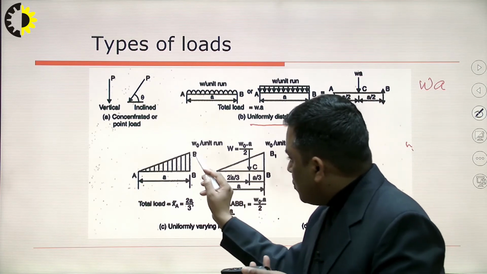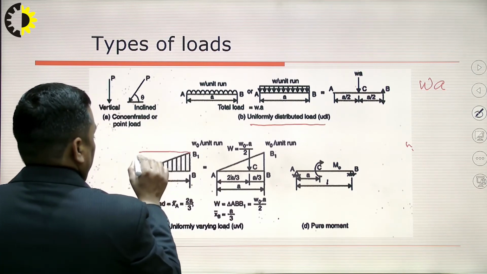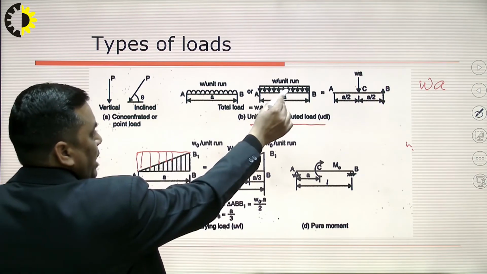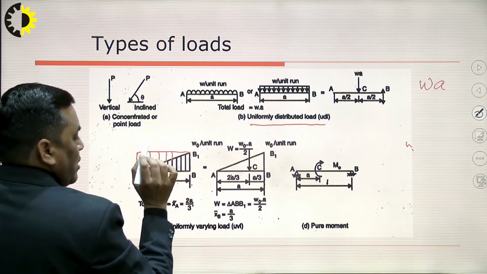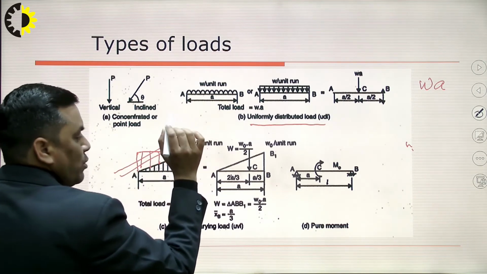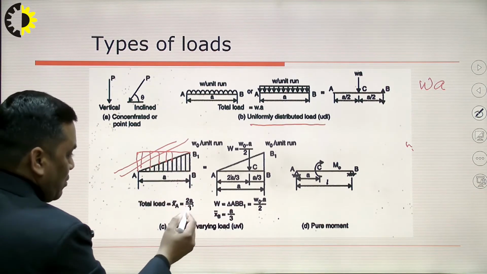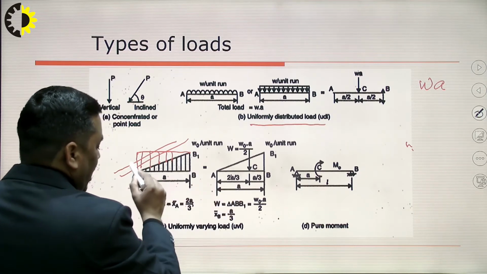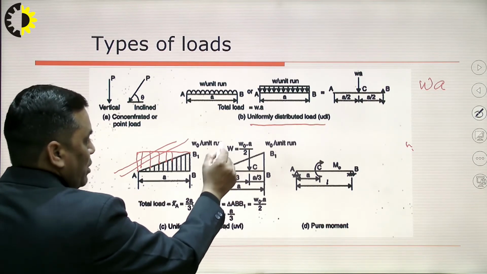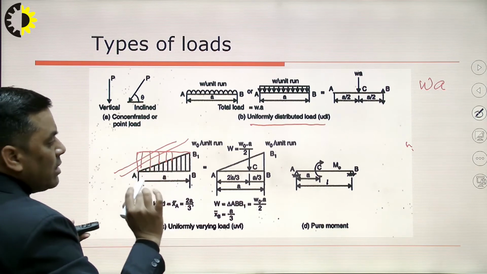What we are observing is, if I make the complete rectangle, we observe the same type of representation here. So it will be W into A, but this much portion has been removed. So how much is left now? Half into W into A. That's why it is written over here. If we are dealing with uniformly varying load, then it will be half into W into A, and W is the intensity of the uniformly varying load.